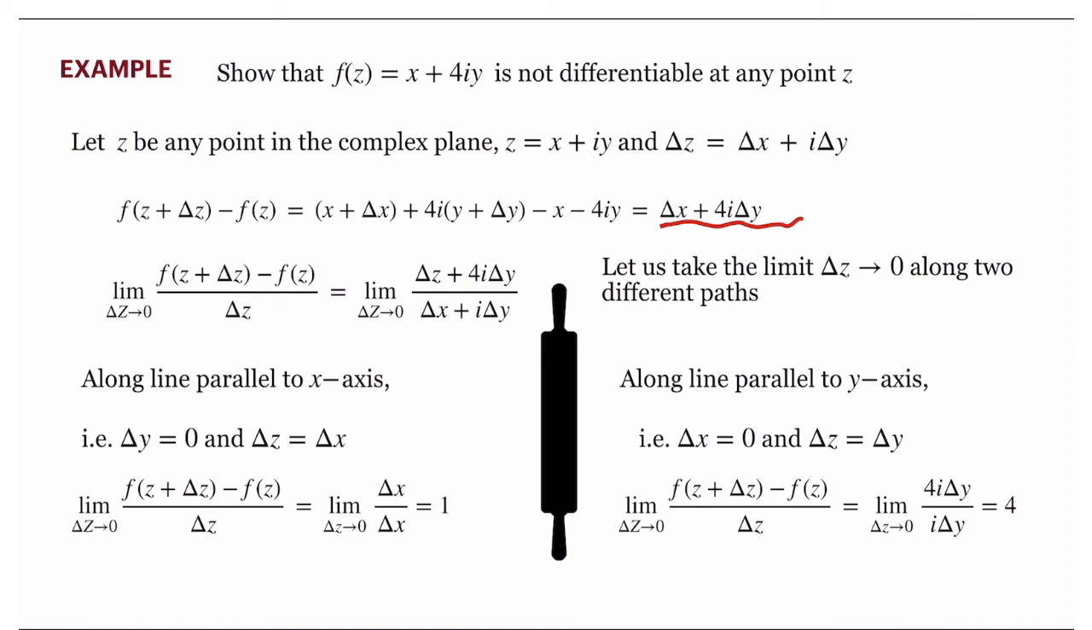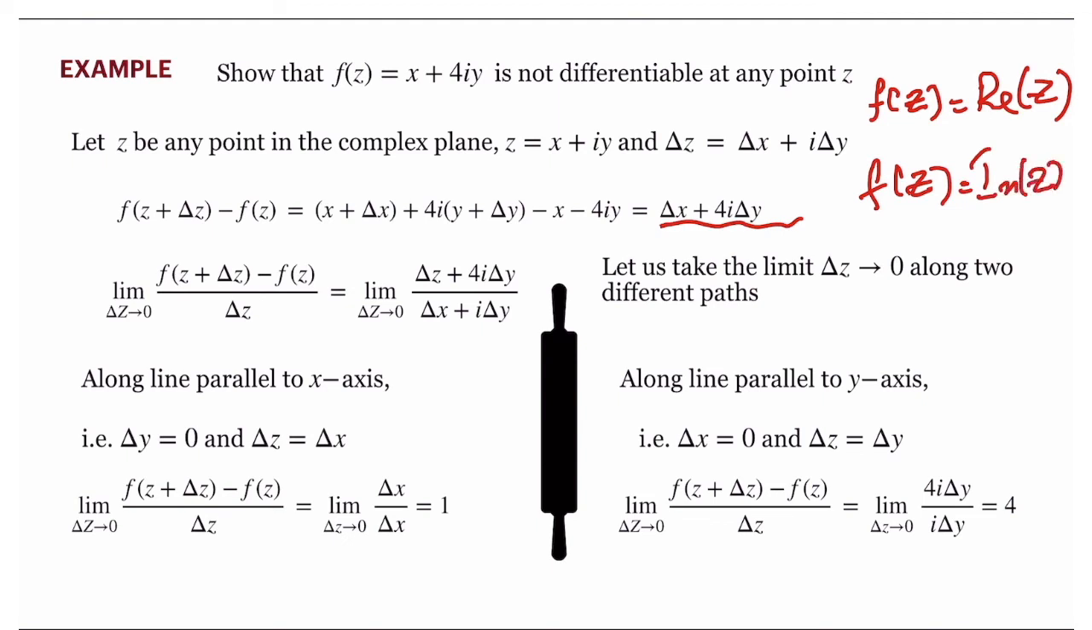So this function is not differentiable. Whether the real part of a complex function alone is continuous or not, or the imaginary part alone is continuous or not, that is, f of z equal to real of z, or f of z equal to imaginary of z, is differentiable or not, then you would figure out that there is no way this function is going to be differentiable at all, because these two are not differentiable functions.